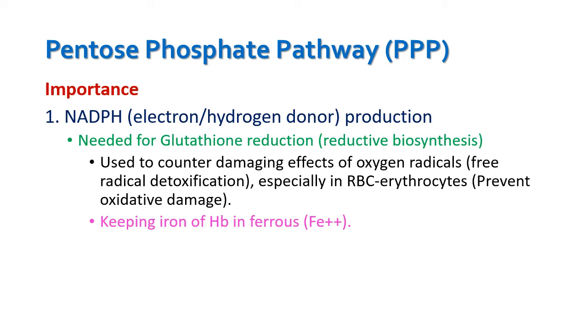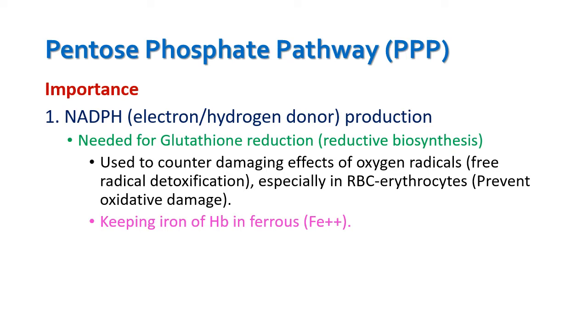The tissues that carry out extensive fatty acid synthesis, like lactating mammary glands, adipose tissues, liver, or very active synthesis of cholesterol and steroid hormones like liver, adrenal glands, and gonads, they require the NADPH provided by the pathway. Erythrocytes and the cells of the lens and cornea are directly exposed to oxygen, and thus they are prone to the damaging effect of free radicals generated by oxygen.